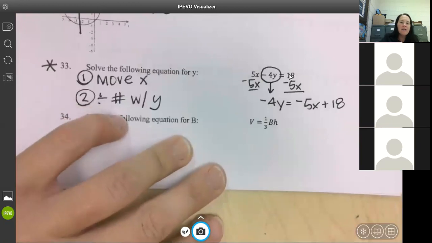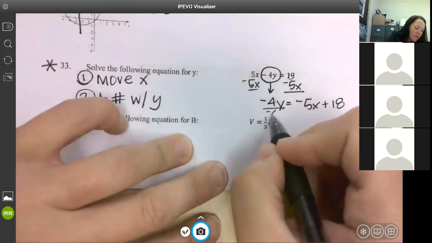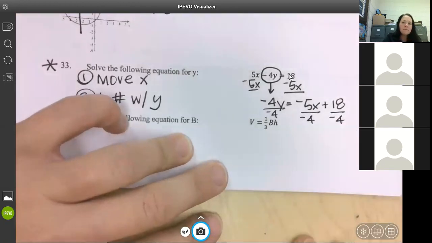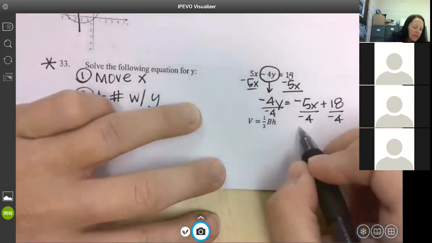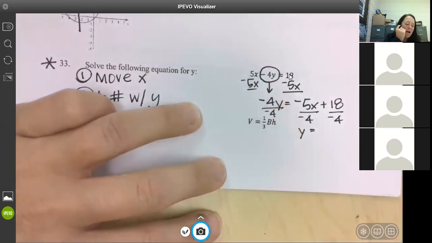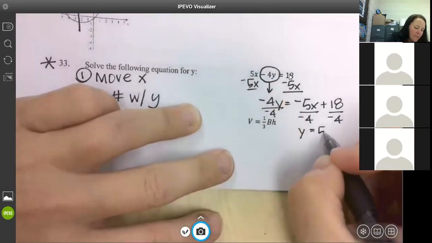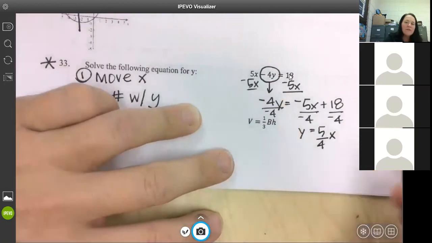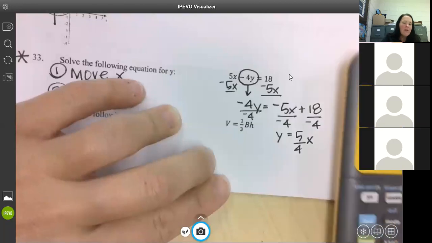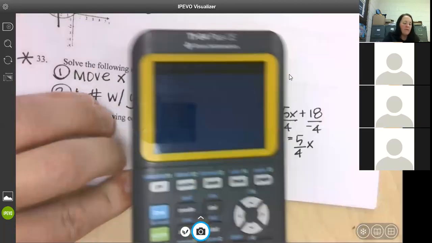Then it says divide. So we're going to divide everything by -4. Everything. And then we're going to simplify. What's a negative over a negative? Positive. 5 over 4 will not reduce. If you give me a decimal, that's okay too. I don't mind. But then look at 18 over -4.